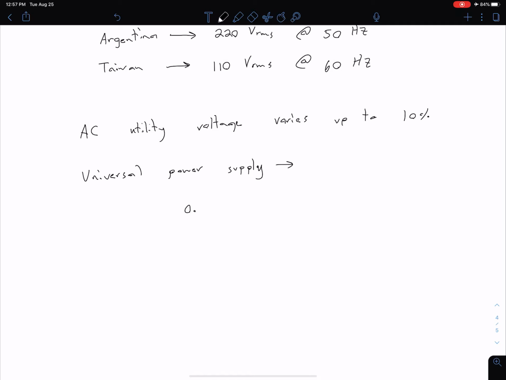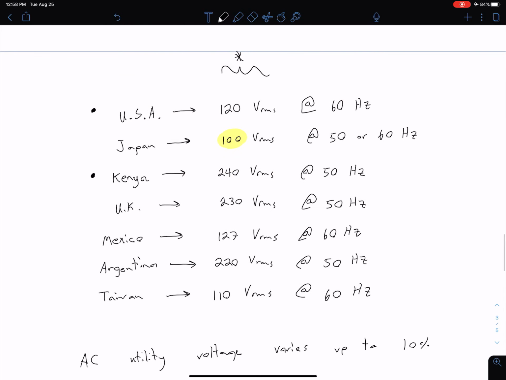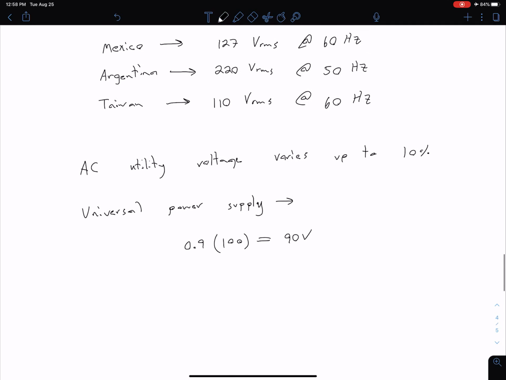know that that's going to go down to 90% of that 100 VRMS, which equals 90 volts. Now, on the other end of the spectrum, we look at somewhere like Kenya, which has 240 volts RMS. We can say, well, we need to account for Kenya, but that can also vary by 10%. In this case, if we go up 10%, we have 1.1 times our 240 volts, which is going to give us 264 volts.